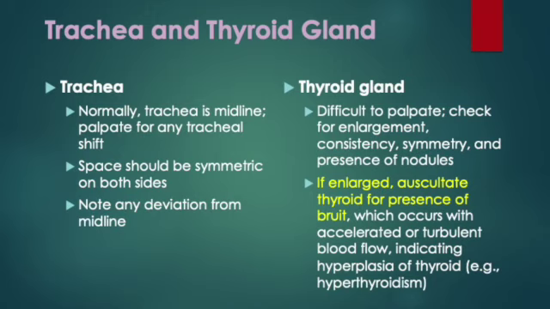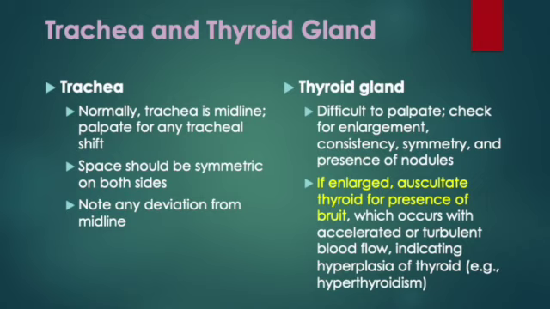A tracheal tug is a rhythmic downward pull. It's synchronous with systole, and it occurs when there is an aortic arch aneurysm. Now, I'm not going to test you on that, but I do want you to be familiar with what the tracheal tug is. When you are examining your patient, you want to check the spaces symmetrically through the trachea, and you want to note any deviation from midline.